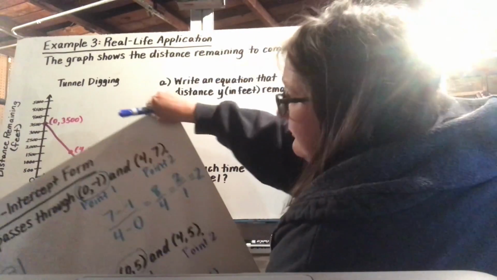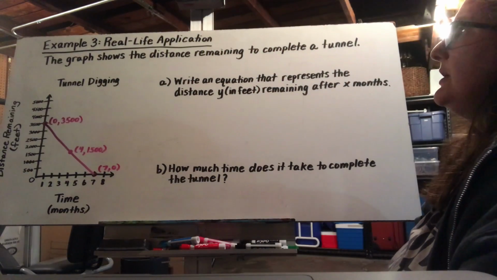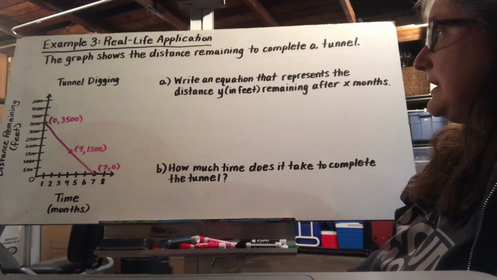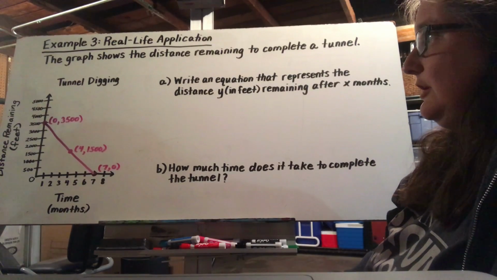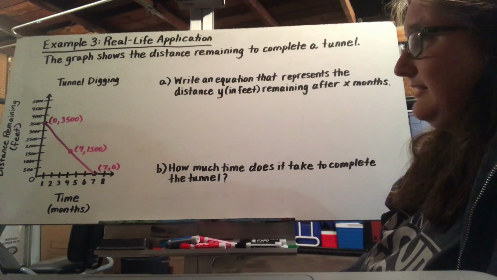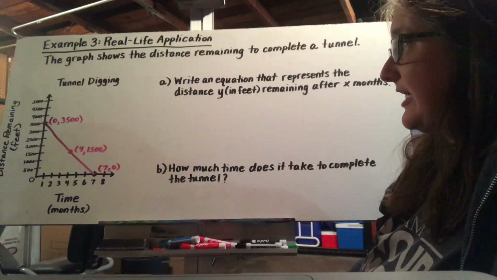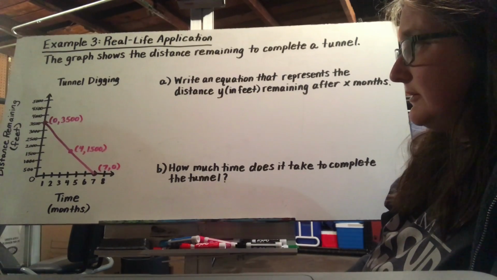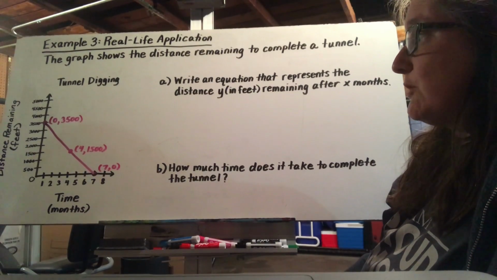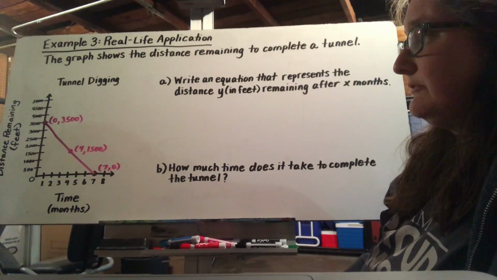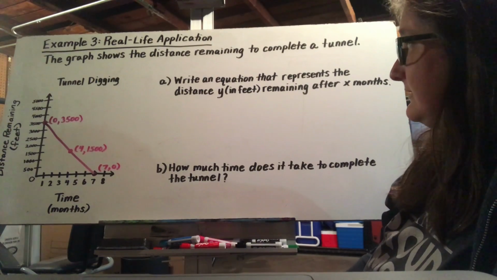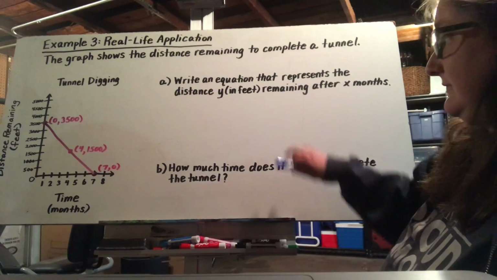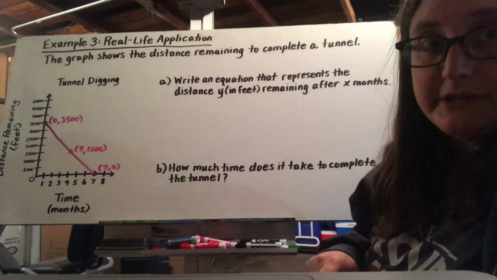And our last problem, a real-life example. So here's a graph that shows the distance remaining to complete a tunnel. So when they started digging the tunnel, they were at 0 months and they had 3,500 feet to dig, okay? And then at 4 months, they have 1,500 feet remaining to dig. So they want us to find an equation that represents this tunnel digging here.